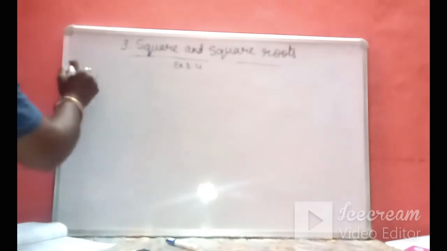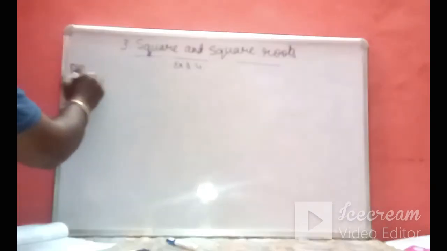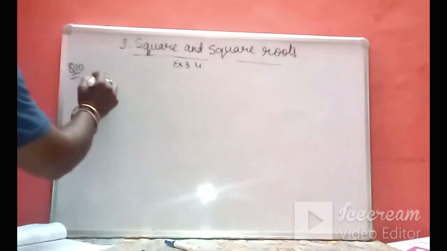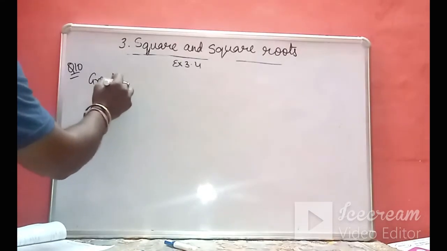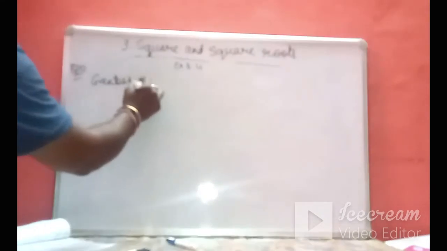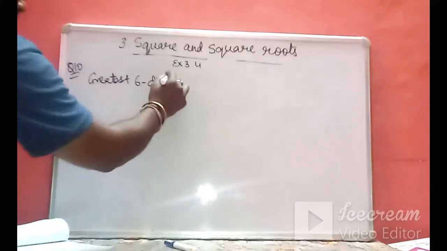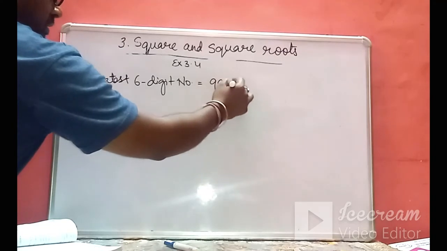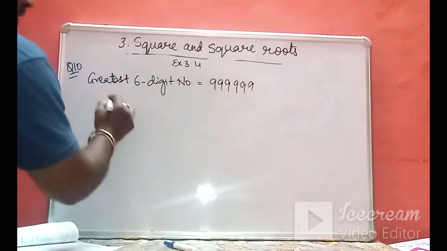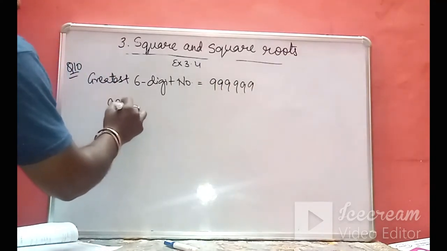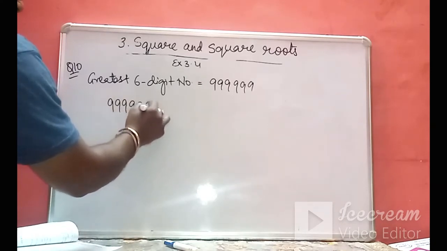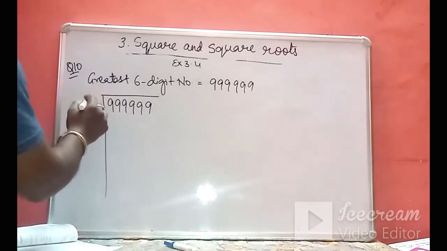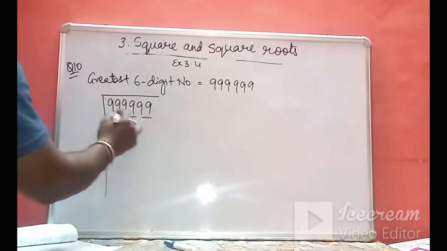Okay, now question number 10, where we have to find the greatest 6-digit number which is a perfect square. So we know that the greatest 6-digit number is, we have to write 9 six times. So again like this, now we will form the pairs.